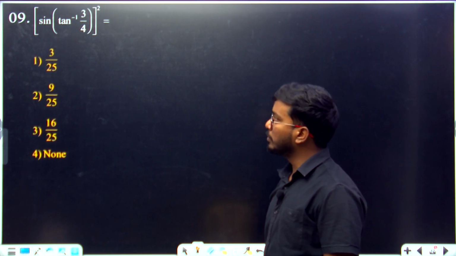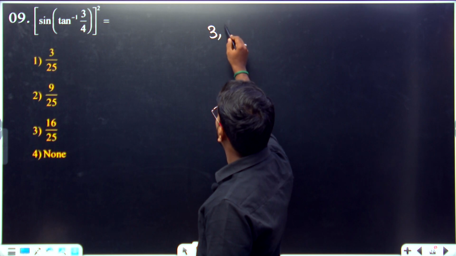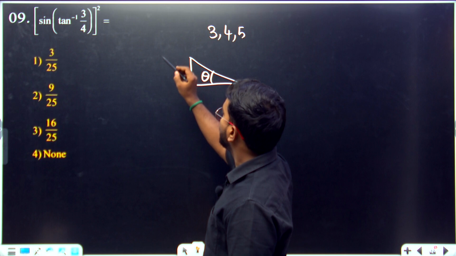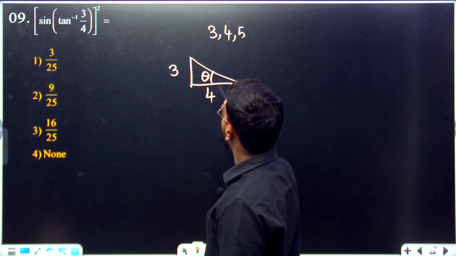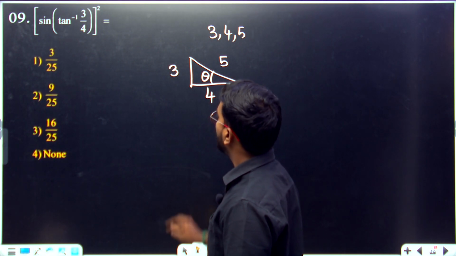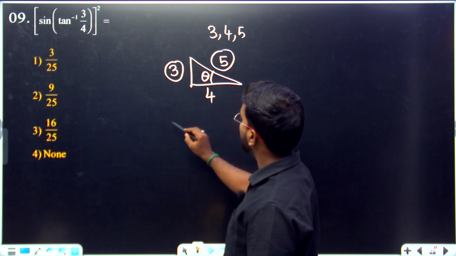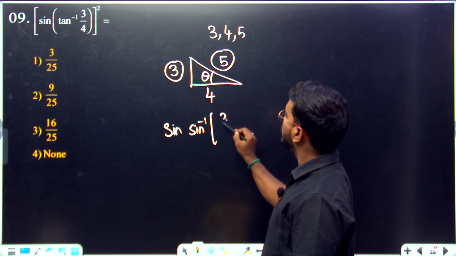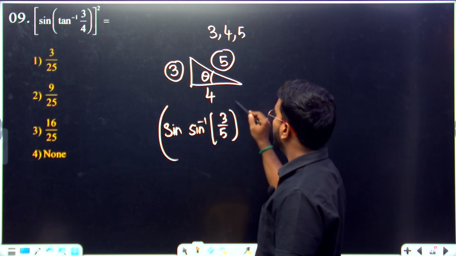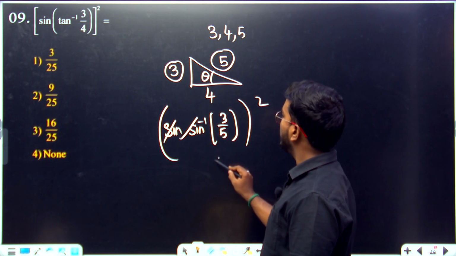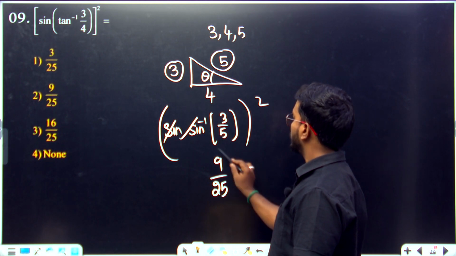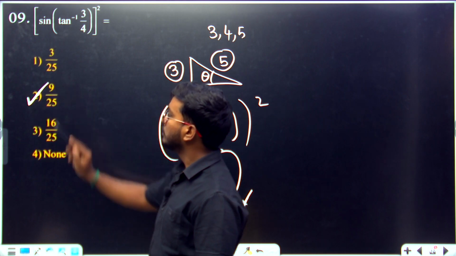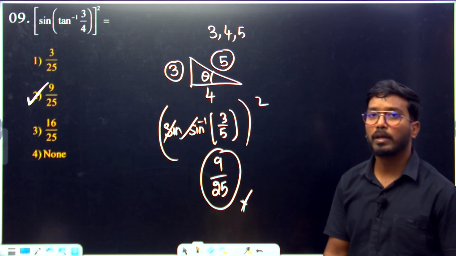Sine tan inverse of 3 by 4. 3, 4, 5 is the triplet. If you draw a triangle of tan inverse, 3 is opposite, 4 is adjacent, 5 is hypotenuse. We require sine. Sine means opposite by hypotenuse. So tan inverse can be changed in terms of sine inverse of 3 by 5 whole square. Sine inverse eliminated. 9 divided by 25. 9 by 25 is your answer. Okay, go through it.